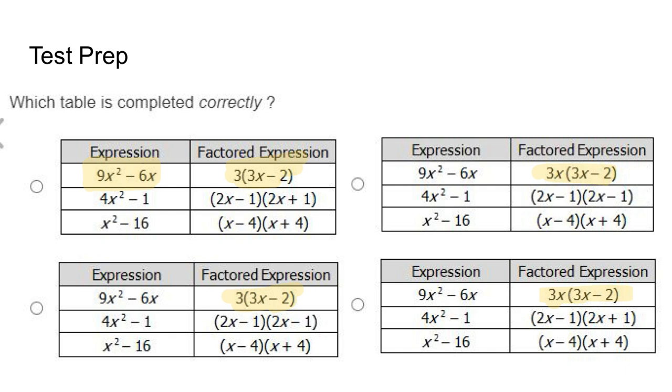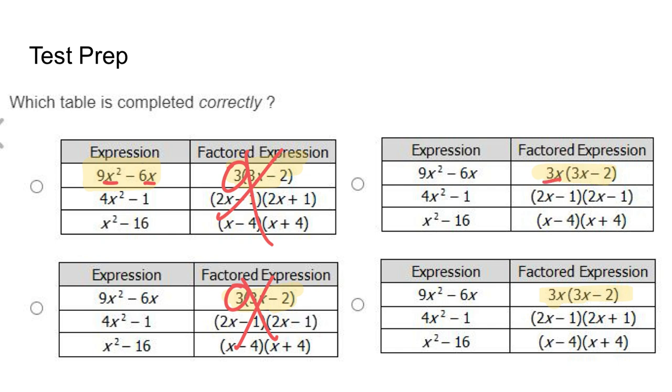And so we can't use the difference of squares on this one. But we can factor out a GCF. 9 and 6 both share a common factor of 3, and they both have an x, which means x would be part of the GCF as well. So this one and this one both only factor out a 3. They don't factor out the x with it. So those are not going to be correct answers.